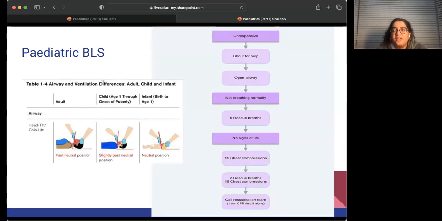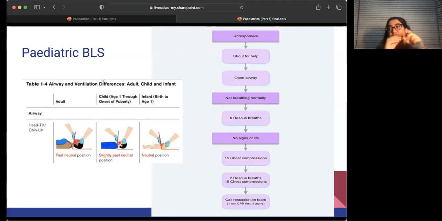So you still do your normal check for danger, then approach, and then you'd see if the patient is responsive, then you'd shout for help. You'd open their airway, and this time instead of a head tilt chin lift, you'd put them in a slight past neutral position. So their head is looking straight up instead of their chin being up to the sky. Then you'd see if they're breathing and look for chest fall and rise.